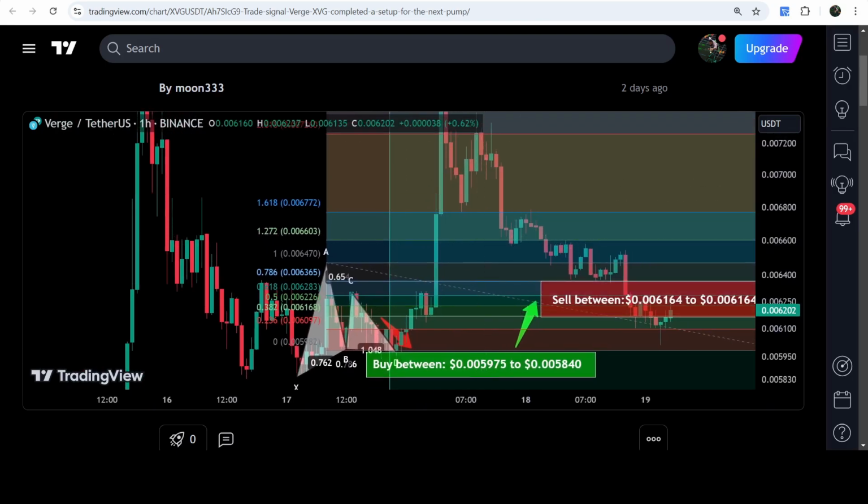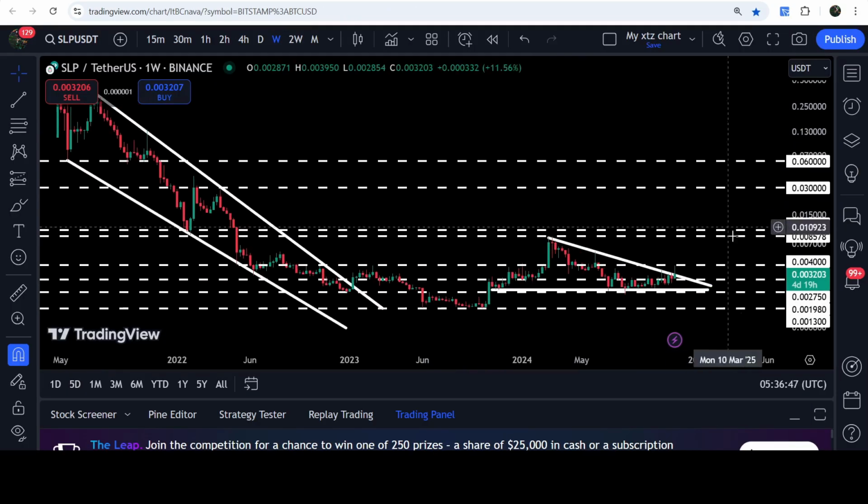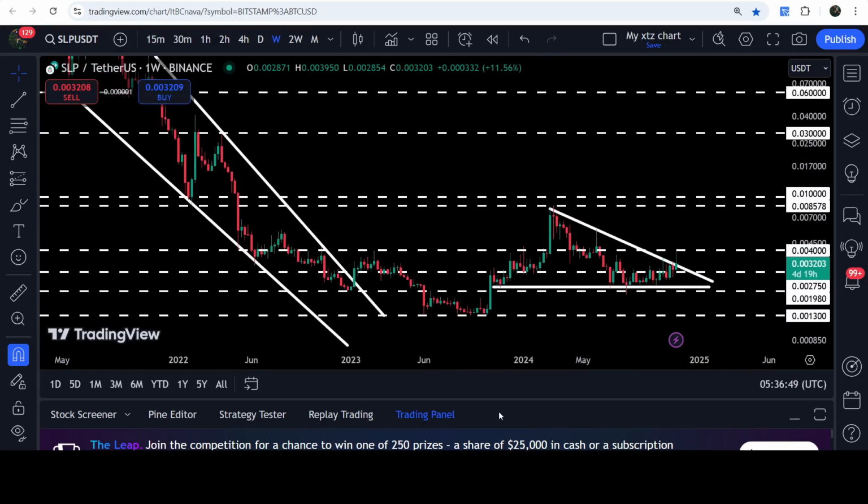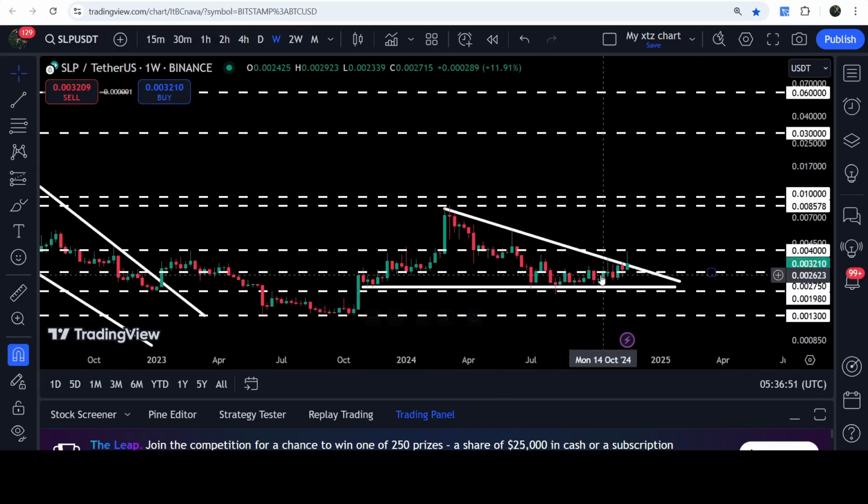Now let me take you to the live chart of SLP. And here you can see that for the past several weeks or months, it is moving inside this descending triangle since the first week of November 2023. So it's more than a year that the price line is moving inside this descending triangle.